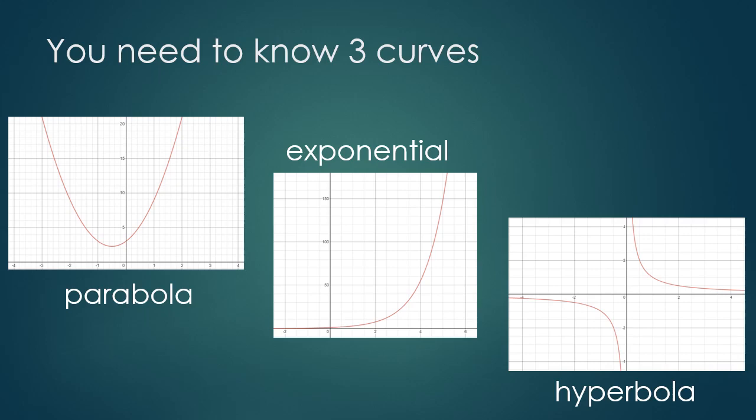These types have curves that are called a parabola, an exponential, and a hyperbola. You need to be able to recognize the shape of the graph for each type. The graph might move up or down, or across, or be flipped, but it will always keep the same basic shape.